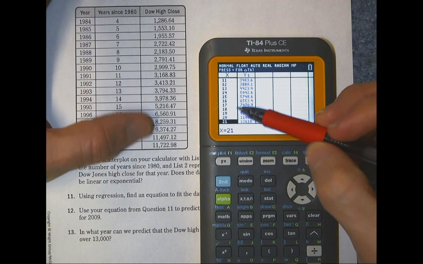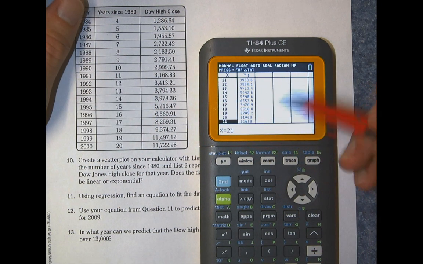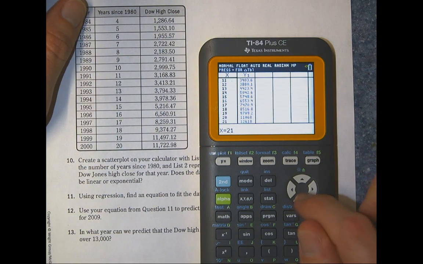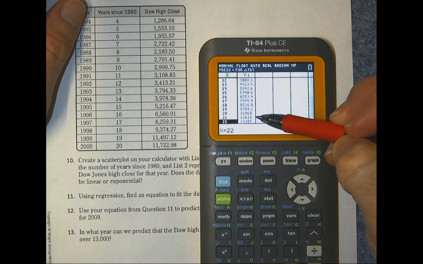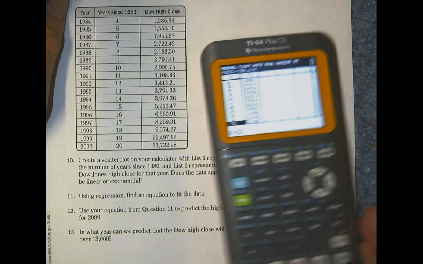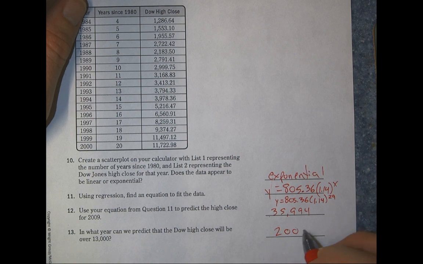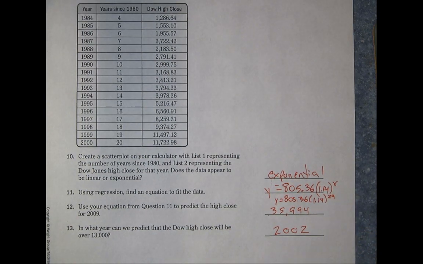And you can see it's not exact because remember, this is a line of best fit. So it's not going to hit every single point exactly. So we want to know, when does it go over 13,000, or when would we predict that to happen? And so year 21, we're under 13,000. So year 22 would be where this happens. And from 1980, 22 years later would be 2002.